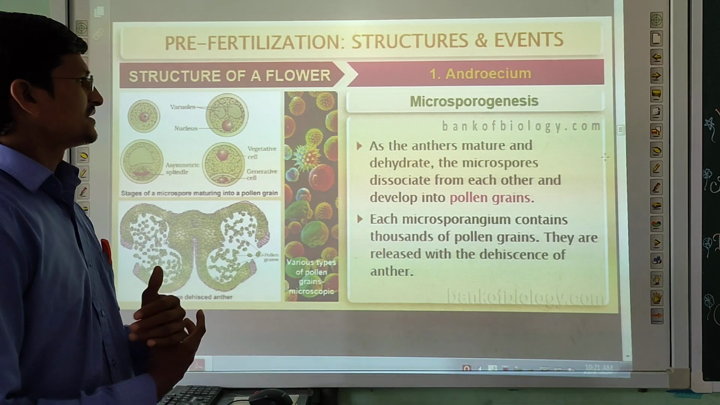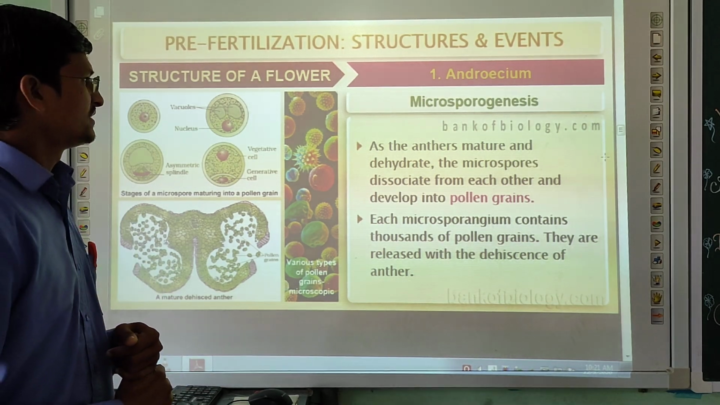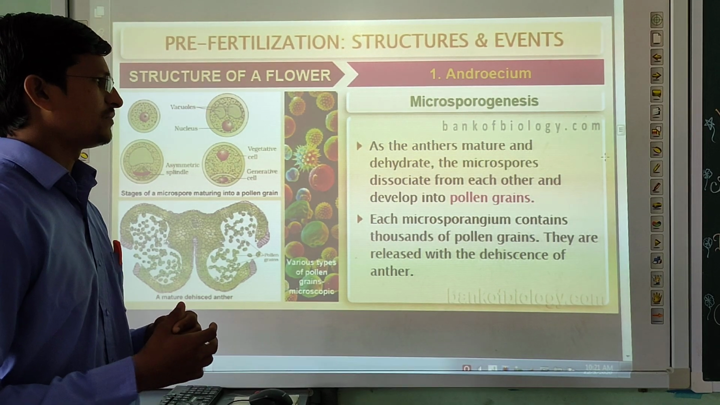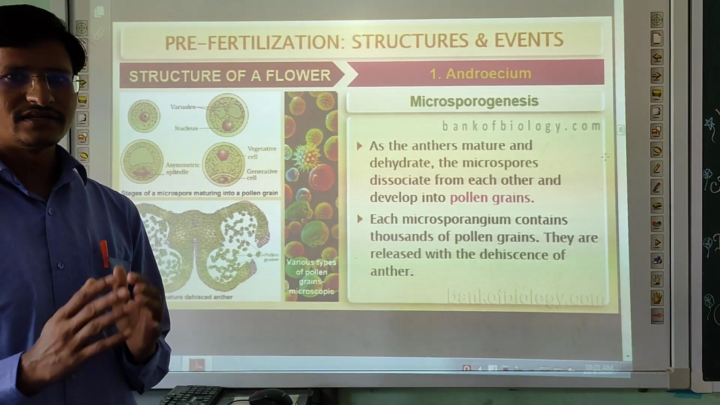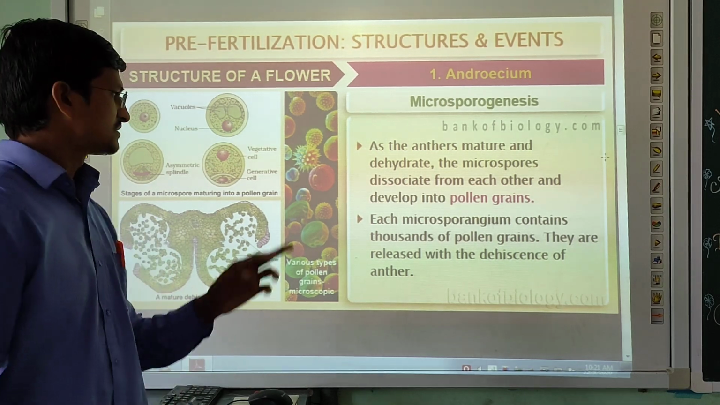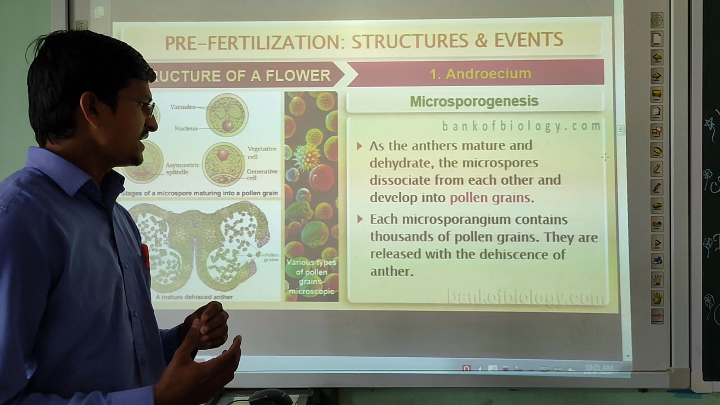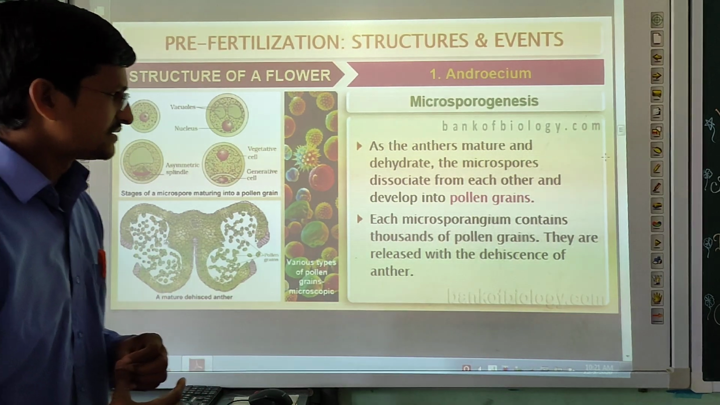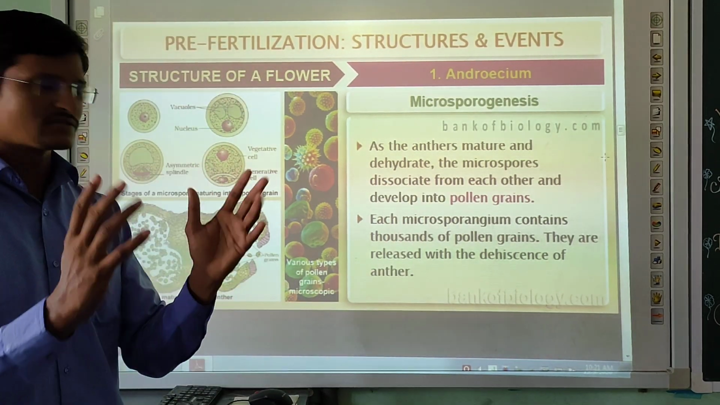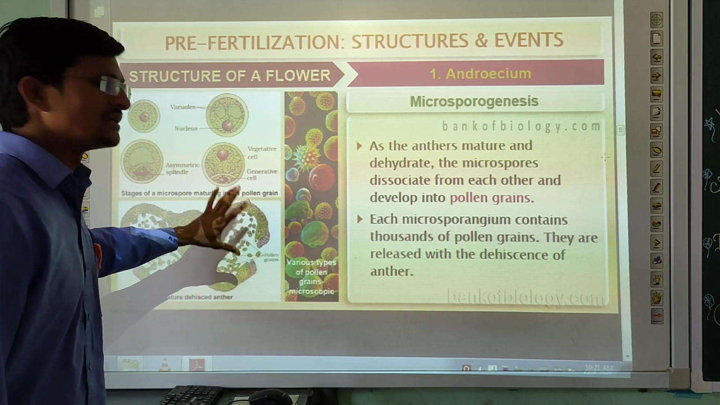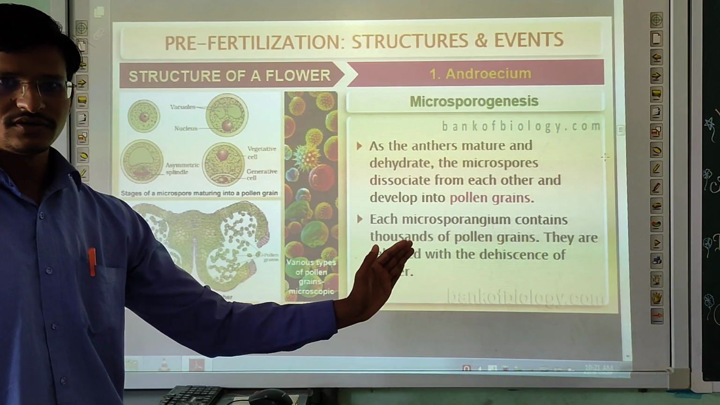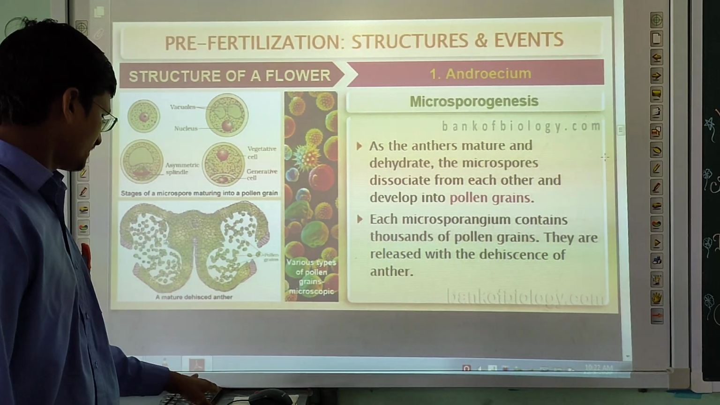As the anthers mature and dehydrate, the microspores dissociate from each other and develop into pollen grains. Now, how do the pollen grains develop? This is the procedure. Each microsporangium contains thousands of pollen grains. They are released with the dehiscence of the anther. Means how they are released from the 3 layers: when it bursts open, the pollen grains come out. So that is the procedure.